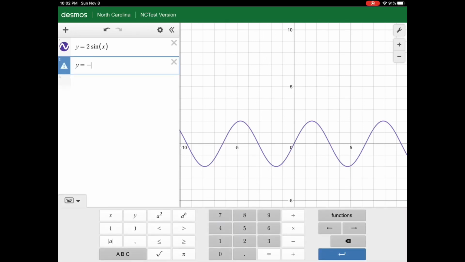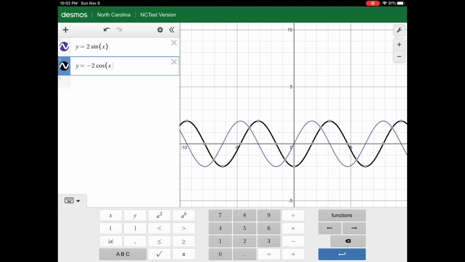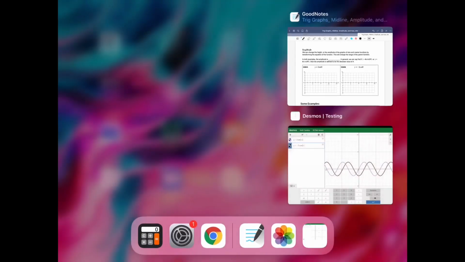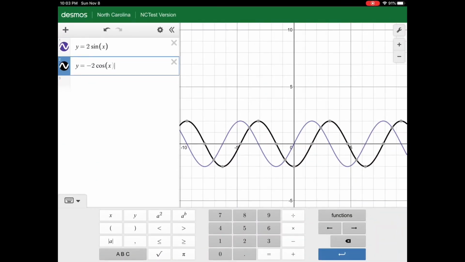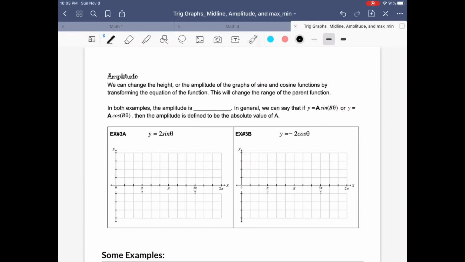So now if I do y equals negative 2 cosine of x, what do I notice about this problem? Well, again, I have negative 2 cosine. Regardless of whether it was positive or negative, they both have an amplitude of 2 because it's half of the wavelength. So when we talk about amplitude and the equation, your amplitude will always be the absolute value of A. So the A is that number in front of your sine or cosine.